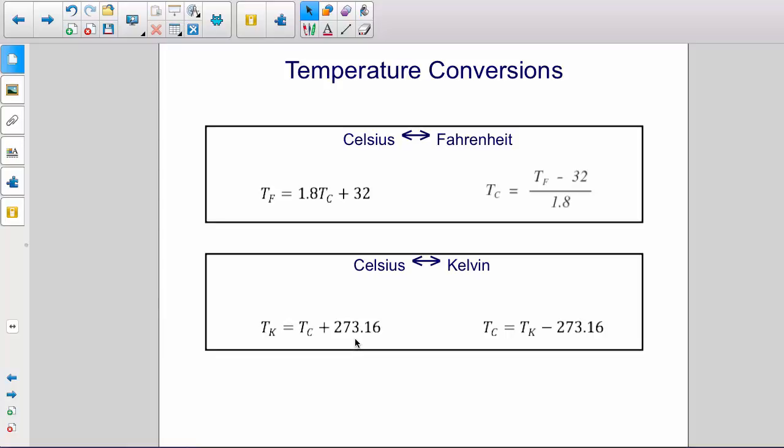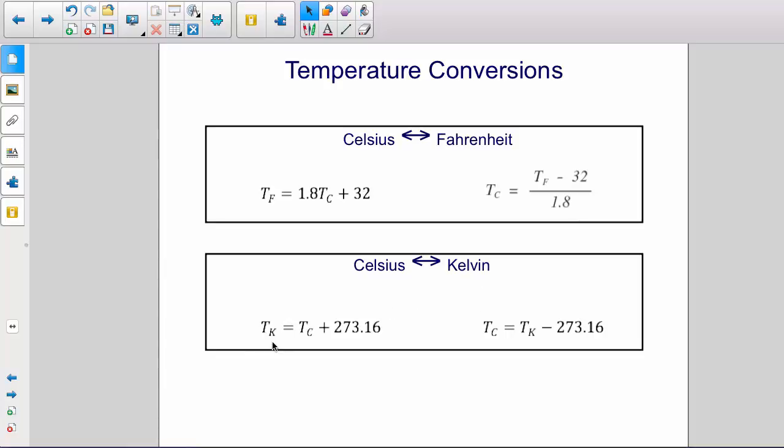Let's look first at Celsius to Fahrenheit and back. The temperature in Fahrenheit is given by 1.8 times the temperature in Celsius plus 32. A simple manipulation of this expression gives us that the temperature in Celsius is the temperature in Fahrenheit minus 32, divided by 1.8. The relationship between the Celsius and Kelvin scales is very, very simple.